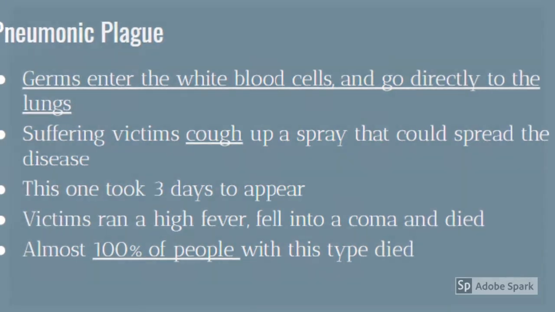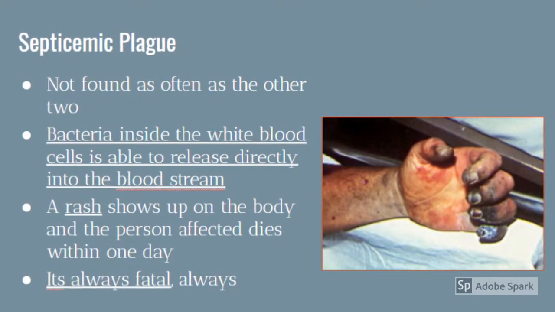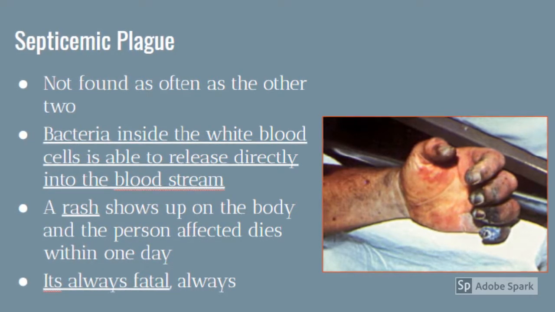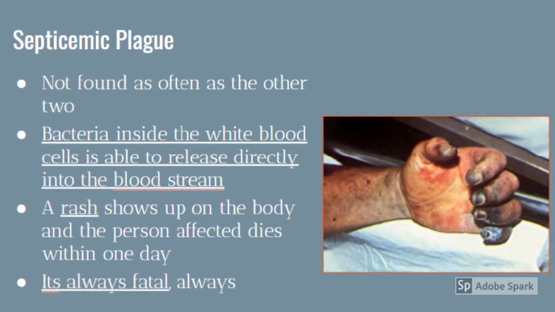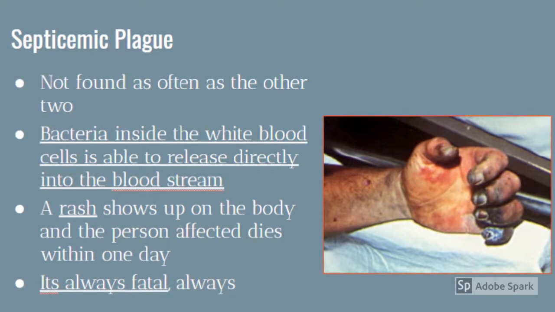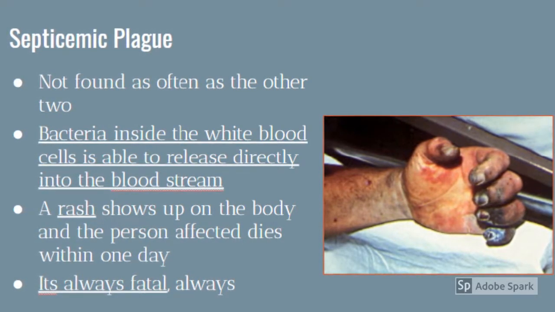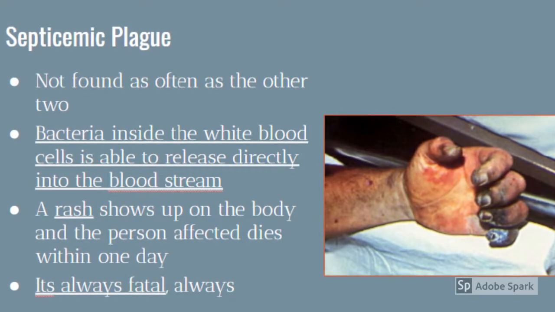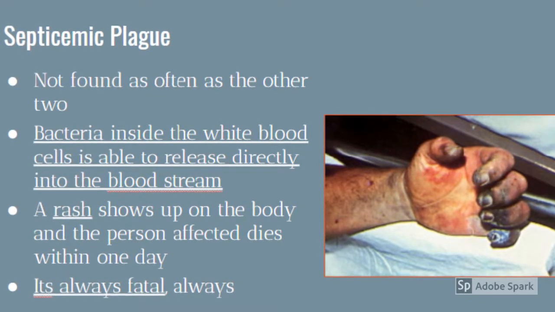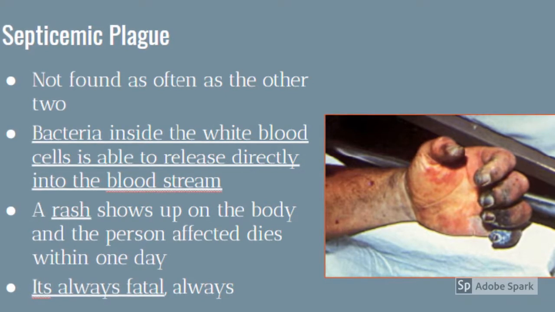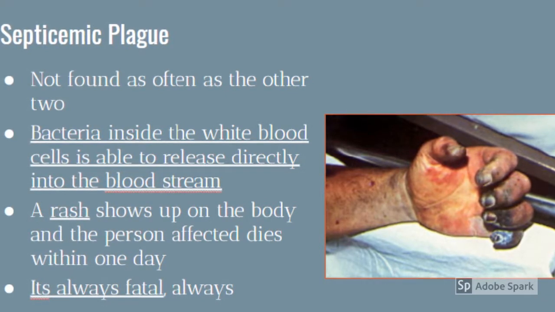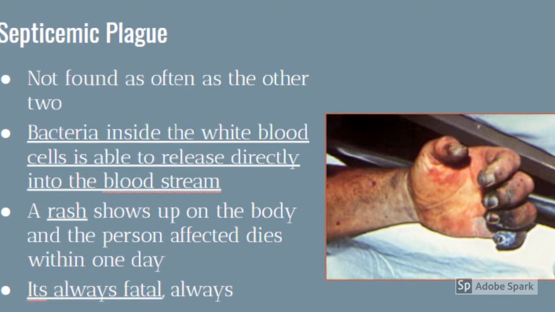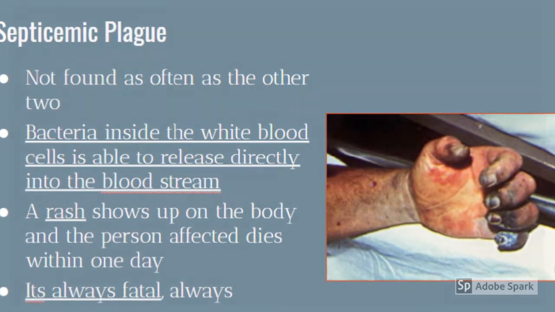with this strain died. The third strand is the Septicemic Plague, and it's not found as often as the other two strains. Bacteria inside the white blood cells is able to release directly into the bloodstream, so it's literally all over your body and not confined to a specific location. It would appear as a rash that shows up all over the body, and the person would die within a day of seeing the rash, so that's probably why it did sooner than the other two. And this form of plague was always fatal.